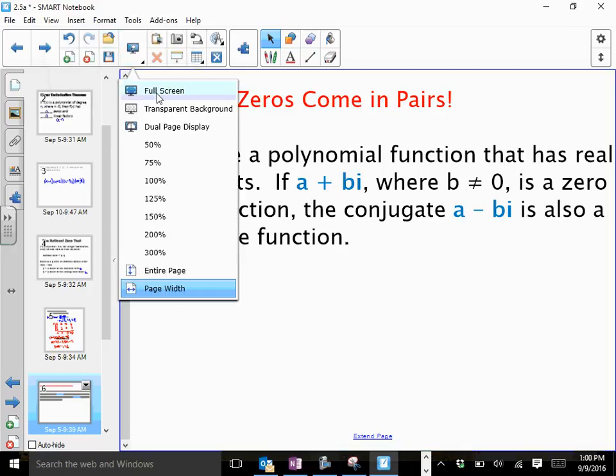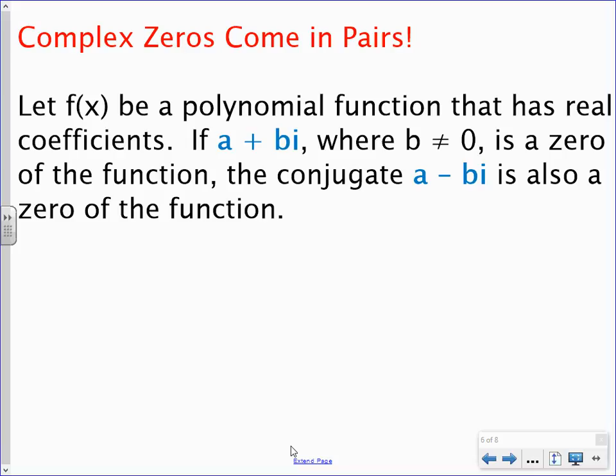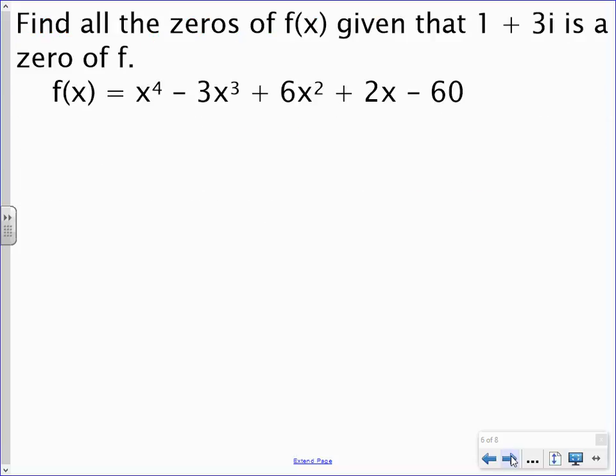Okay, so now that we are back together, let's see what we can do with complex zeros. I have a 4th degree polynomial right here. I have given you that we have the zero 1 plus 3i, and we need to find the rest. If 1 plus 3i is a zero, Amanda, do we know another zero? Okay, we automatically know that 1 minus 3i has to be a zero.